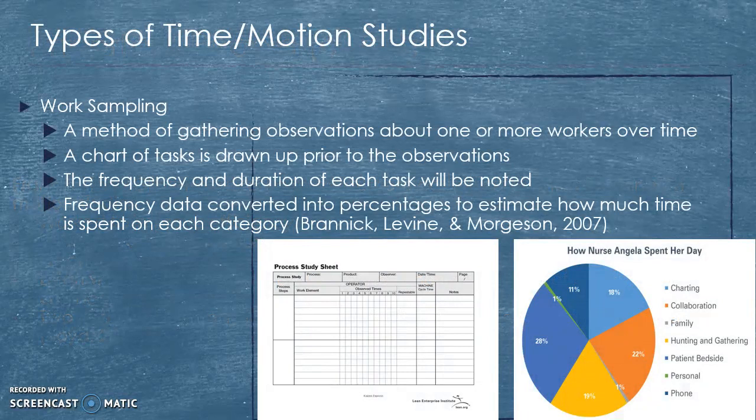There are several types of studies in the time and motion study family. Work sampling is the practice of performing multiple observations on one or more workers over time. The observer will have a chart of tasks drawn up and will note the frequency and duration of each task. This information is then converted into percentages to estimate how much time is spent on each task. Shown, we have examples of the task chart on the left and how the data might be converted into a pie chart on the right showing the percentage of time spent on each task.